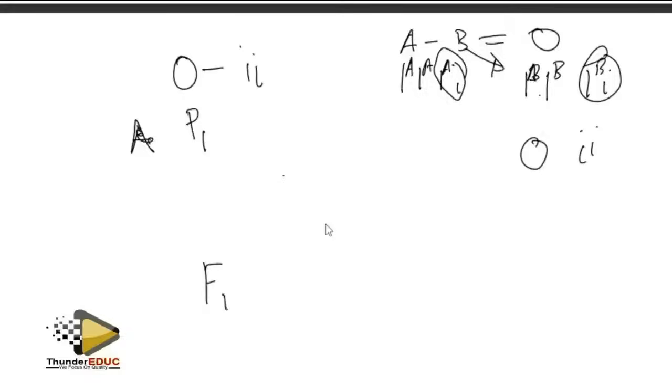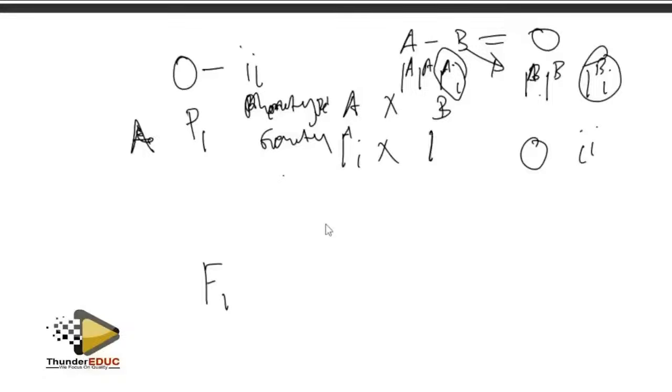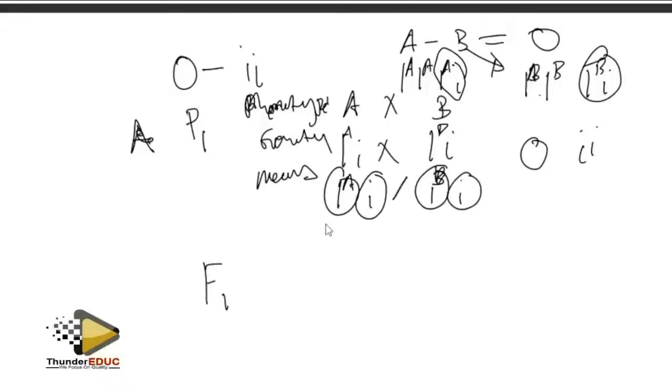So I'm going to say P1, F1: phenotype, genotype. I'm going to say A crossed with B. Then for genotype, I'm going to say A heterozygous crossing with B heterozygous. Then meiosis will take place. Some people then write A, i, B, i, and then circle them. Please don't put a cross here. You'll get 0 there. Please don't put a cross there.